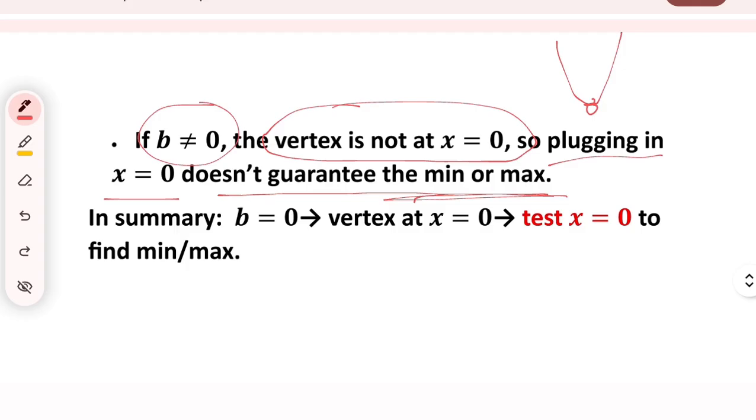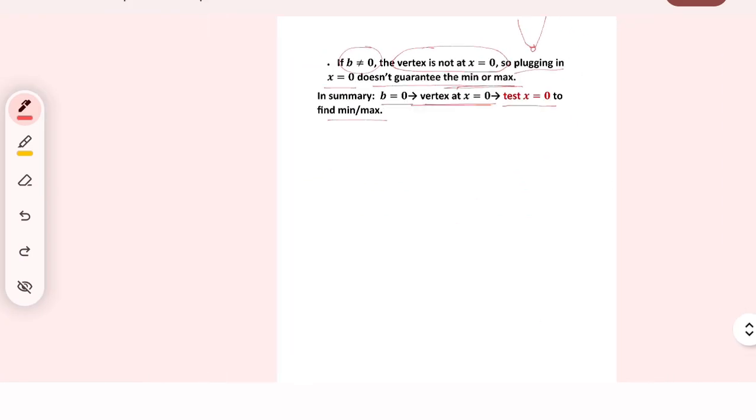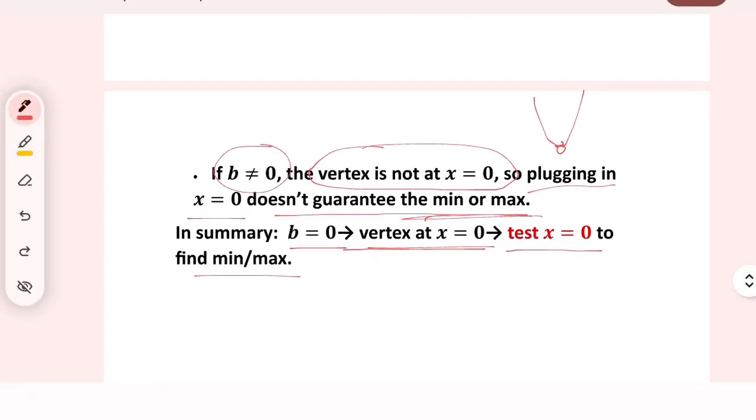In summary, if b is equal to 0, the vertex of the parabola would be at 0. That means you can apply our shortcut, and that is to test x equal to 0. Use x equal to 0, plug it into the function, and then find the minimum. All right? That is if b is equal to 0. Again, if it is not equal to 0, then please do not apply the strategy.